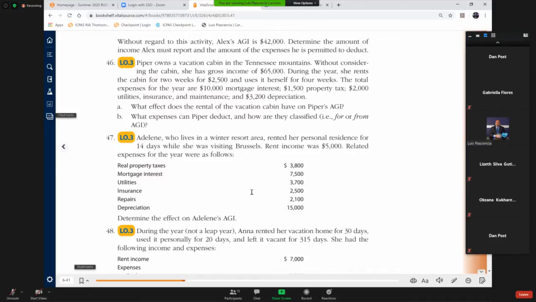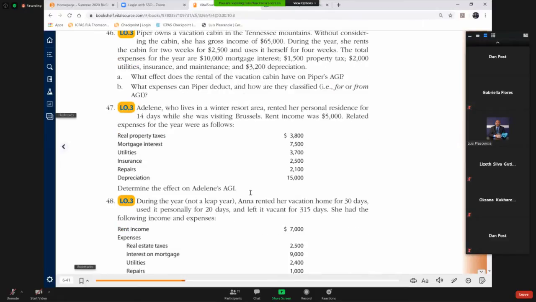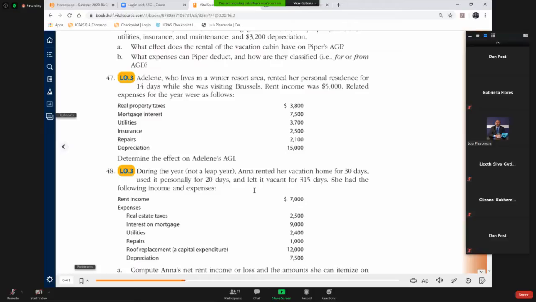Pretty straightforward, right? 47, straightforward. So is it just considered like a personal residence at that point? Exactly. Yeah, that's a good point. You do what you normally do for your own home. You put it on Schedule A. It's a second home. Put it that way. It's a second home. So you can't deduct utilities, insurance, repairs, depreciation, only interest and property taxes. So it's the same thing as an itemized deduction. It just goes into that group on Schedule A, what I just went over.